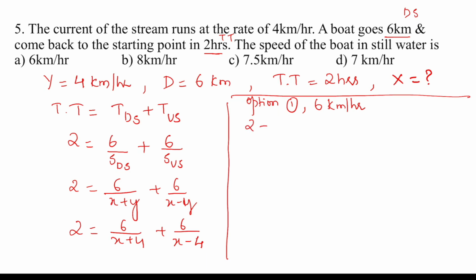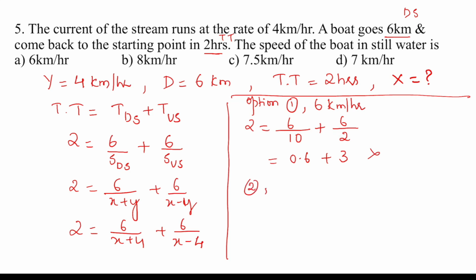So 2 is equal to 6 divided by 6 plus 4, which is 10, plus 6 divided by 6 minus 4, which is 2. Okay, so this 6 by 10 is 0.6 and this will be 3. So it will be 3.6, which is not equal. So let us see option 2.